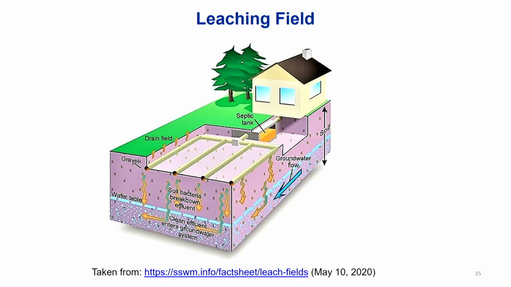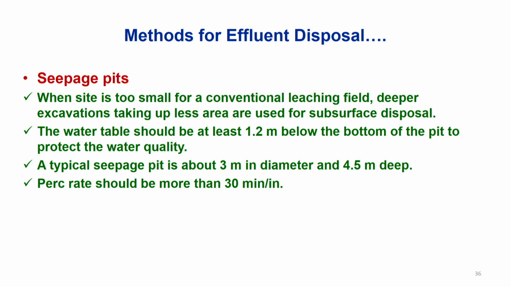The design of an absorption field requires determination of the required number and length of laterals or trenches. So this is the drain field or leaching field. Water comes from the septic tank to a distribution box, and then the water is distributed into different laterals or trenches, and then it goes down. During the process, when it goes down deep, the water is cleaned by the natural processes of microbes and filtration.